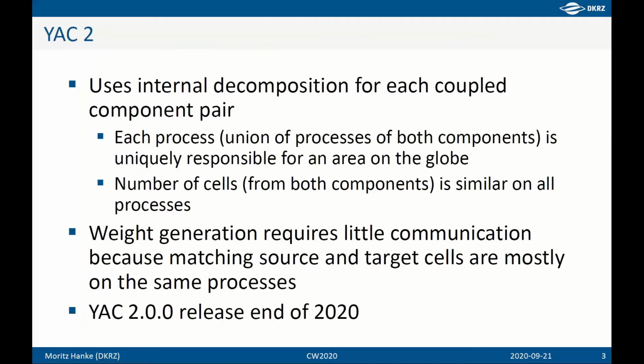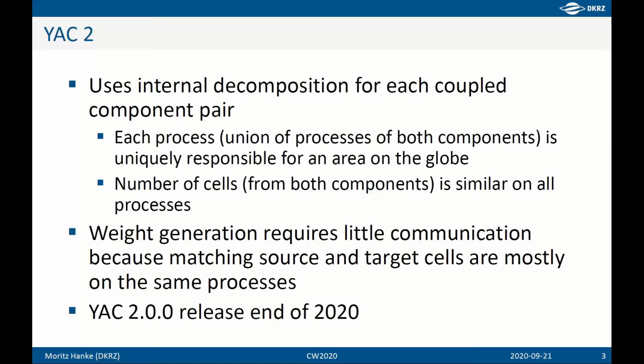About a year ago, I started to rewrite the internals of YAC, because I had a new idea on how that might work, and because YAC-1 was really sometimes quite complex, which made it hard to maintain, and writing a new interpolation method was quite complex.